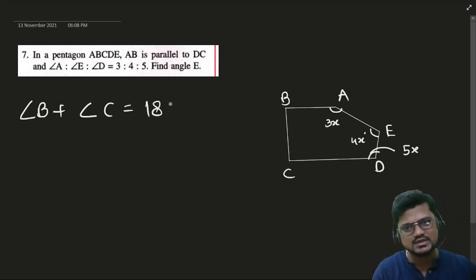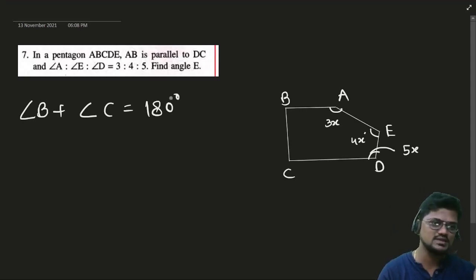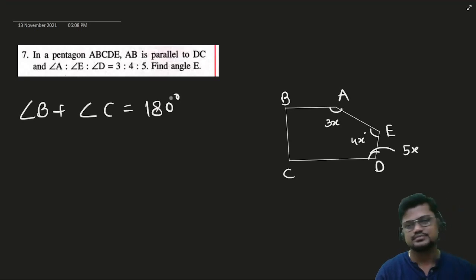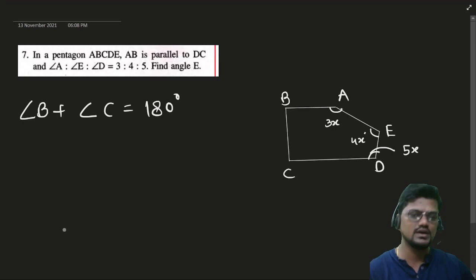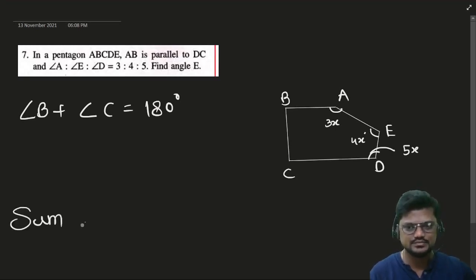180 degree. Yeah, that I can say. But I cannot say angle B and angle C are 90 degree each. You cannot say that. Okay? So angle B plus angle C is 180 degree. Now over here, sum of interior angles again.